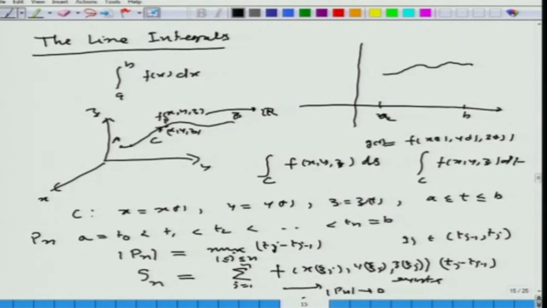it does not matter which way we take these points, as long as we see that the maximum length of these sub intervals goes to 0. It should not happen that we partition only certain intervals and leave the others. That is why we want this maximum length to go to 0: we should partition all the sub intervals.